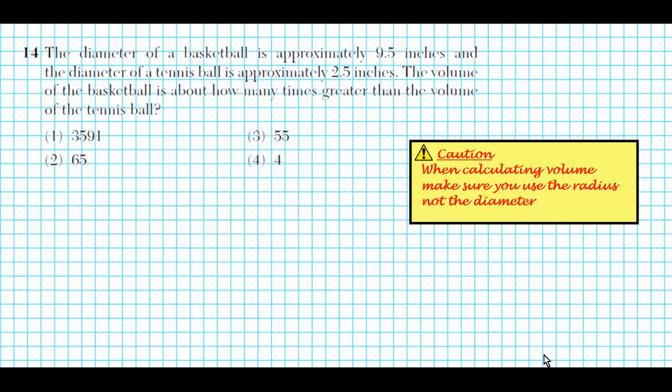All right, let's take a look at question 14. It says the diameter of a basketball is approximately 9.5 inches and the diameter of a tennis ball is approximately 2.5 inches.